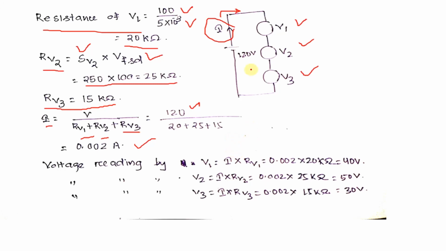So how much voltage drop will be occurring in the voltmeter? We can clearly see that the reading of voltmeter 1, that is V1, is equal to that current into the resistance of that voltmeter. So that is equal to 40 volt. Similarly, we can calculate the voltage reading by the other voltmeters, that is voltmeter 2 and voltmeter 3. So the voltages calculated will be 50 volt and 30 volt.